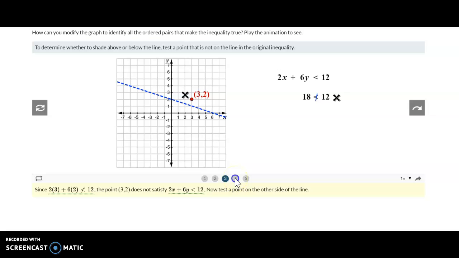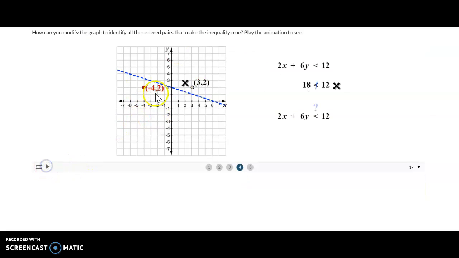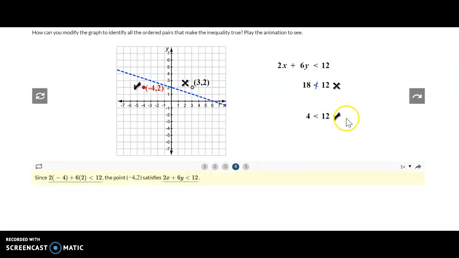Let's test a point on the other side. All right, we're going to use -4, 2. We're going to plug our x and our y in and see if it's true. All right, this is below the line. All right, and that actually checks out. All right, 4 is less than 12. That is true. It satisfies it, just like we've seen that all the points that we labeled T were below the line. All right, below the line, because it is less than.